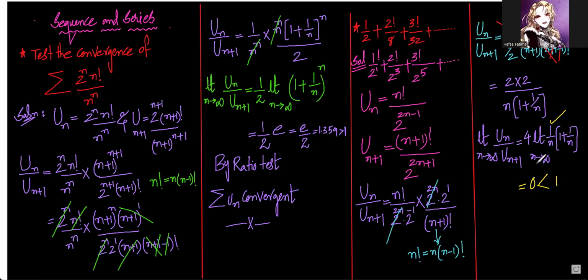Yes or no? Yes, sir. Since 1 by n is 0, every term will be 0 if you multiply. So I can say by ratio test, summation un is convergent. Summation un convergent, which will be the end of this problem.